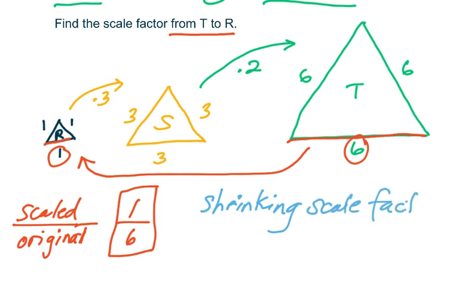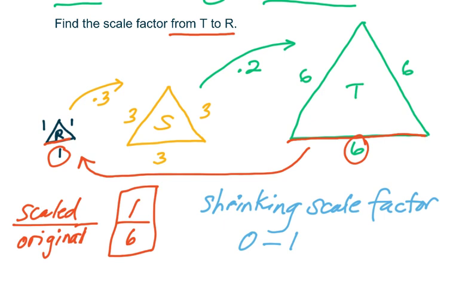So when I multiply by 1/6, it will cause the side lengths of the scaled shape to be smaller, and that's because the scale factor is between 0 and 1. So I feel pretty confident in my answer of 1/6. It makes sense, and it matches the image that I drew to match the information in the problem.